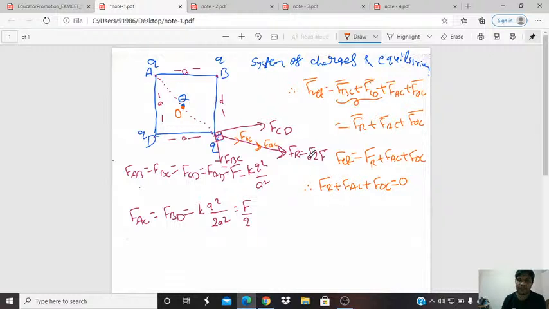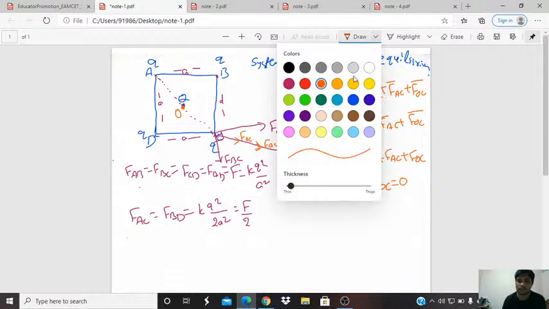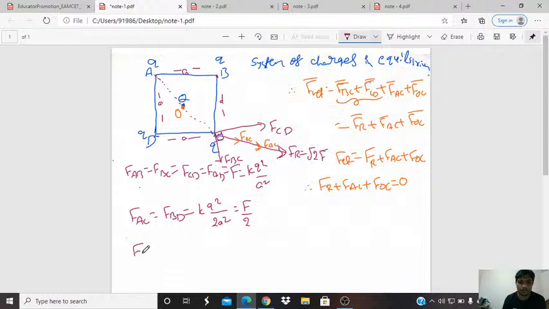Now see, what is FR? Root 2F. And what is FAC? F by 2. And what about FOC here? What is FOC? See, what about this distance? This total AC is root 2A and OC will be what? Root 2A by 2. That is A by root 2.